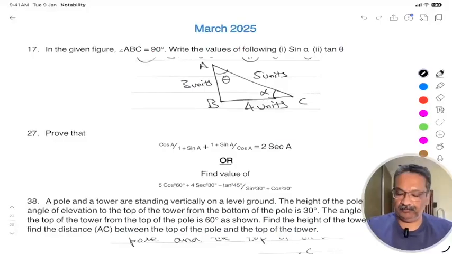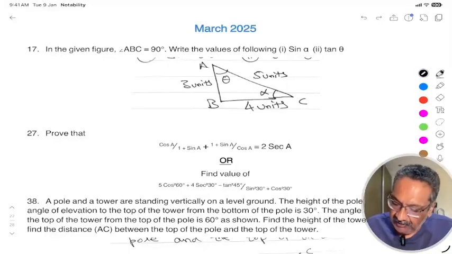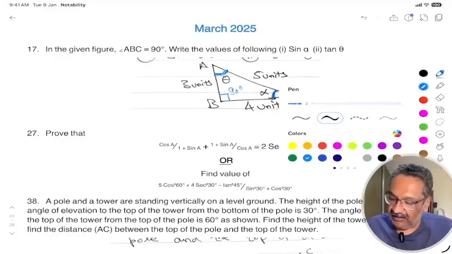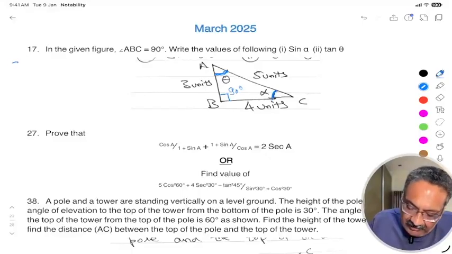Okay, now let's come to the questions of the paper March 2025. The first question is very simple, similar to the other questions in the previous question papers. Theta is angle A and alpha is angle C. They have given that angle ABC is 90 degrees, and they have asked us to find sin alpha and tan theta.